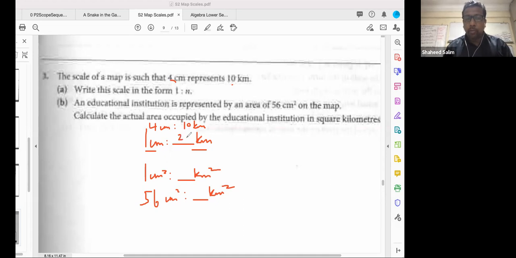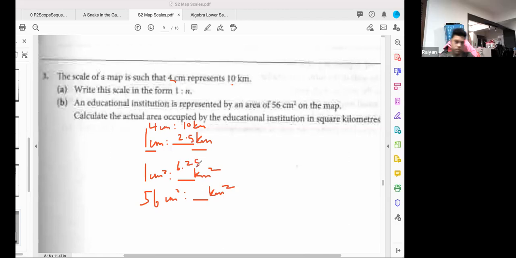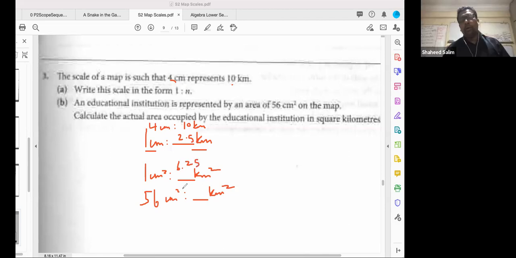Okay, down here you got 2.5. Then you square it. How much you get? 6.25. Well done. Okay, then you times by 56. I have not done, so I'm waiting. 350. Congratulations. Well done, Ryan.